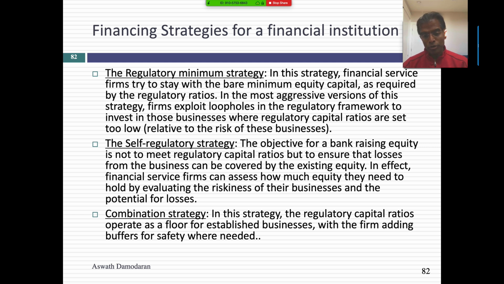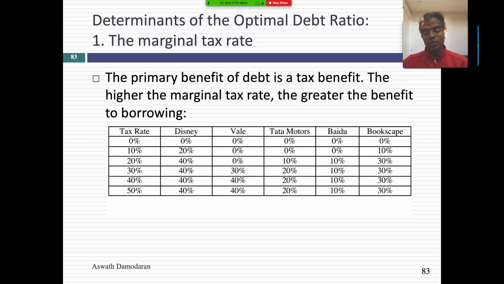Now, most of today's banks adopt a combination. They look at the regulatory minimum because they have to meet the regulatory ratios, but they also try to bring in their own decisions on how much capital to carry. That's why you can have conservative banks and aggressive banks in terms of playing the regulatory capital game. So that's a financing decision for a bank.